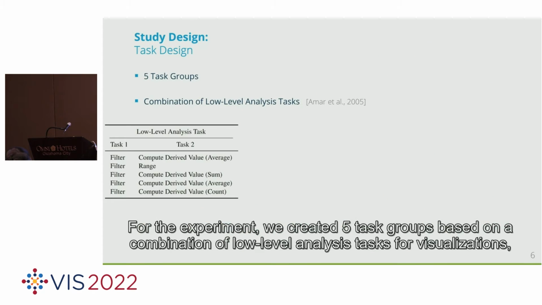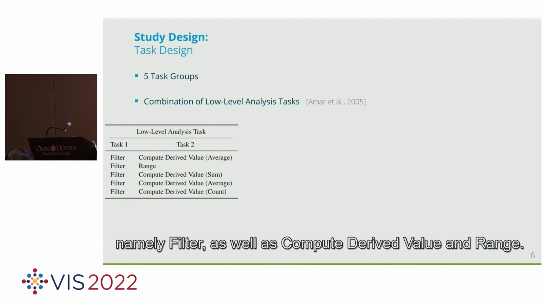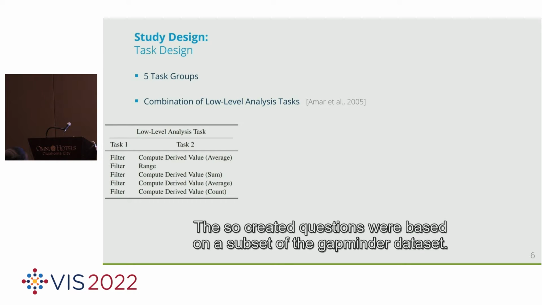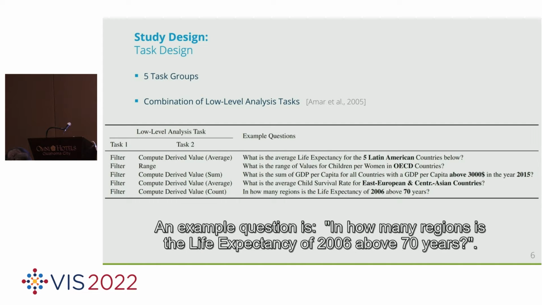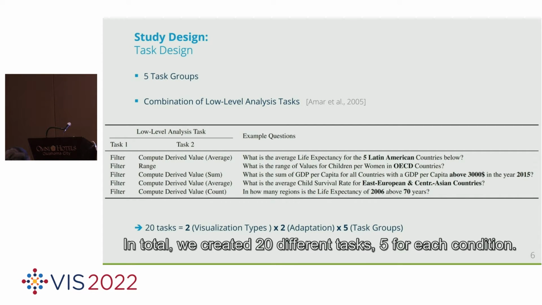For the experiment, we created 5 task groups based on a combination of low-level analysis tasks of 4 visualizations, namely filter, as well as computed derived value and range. The so-created questions were based on a subset of the Gapminder dataset. An example question is, in how many regions is a life expectancy of 2006 above 70 years? In total, we created 20 different tasks, 5 for each condition.